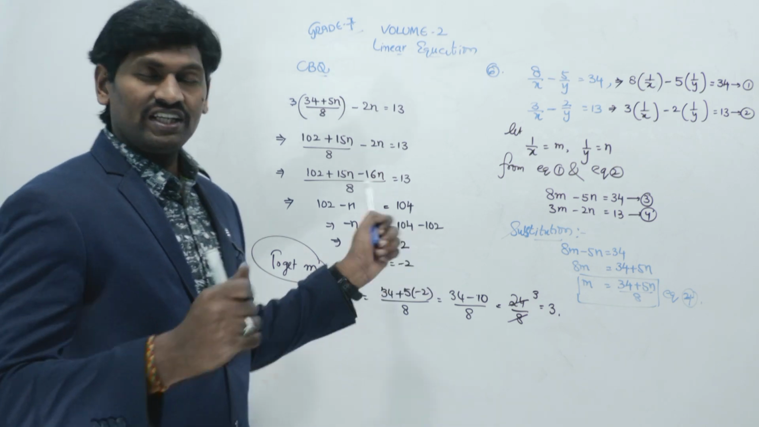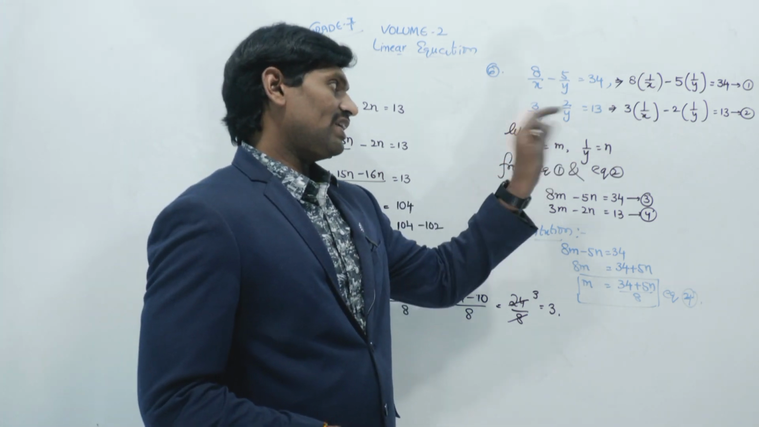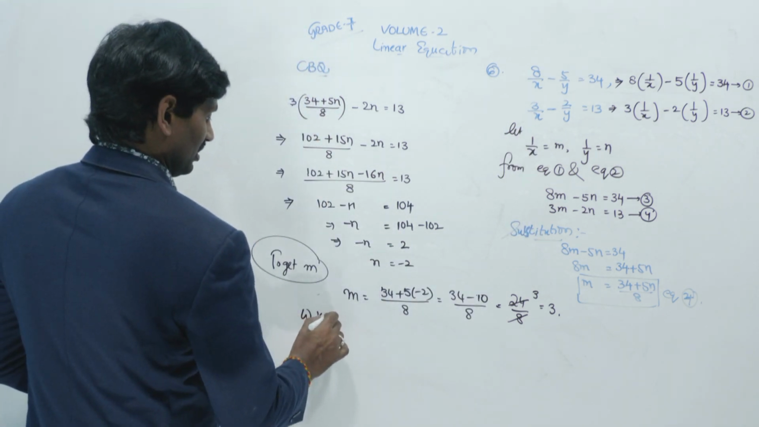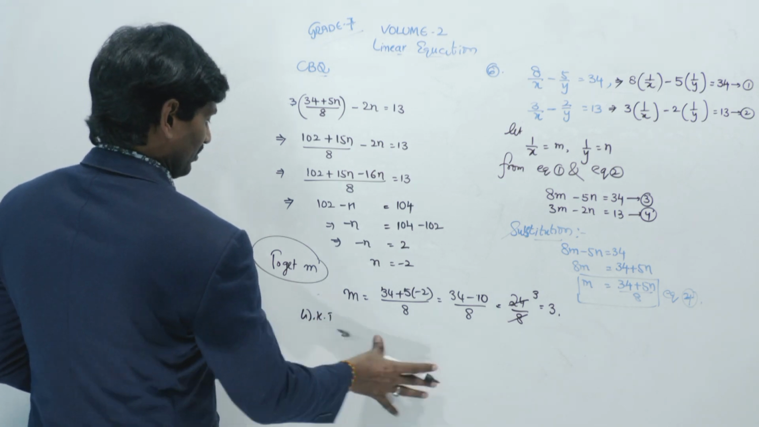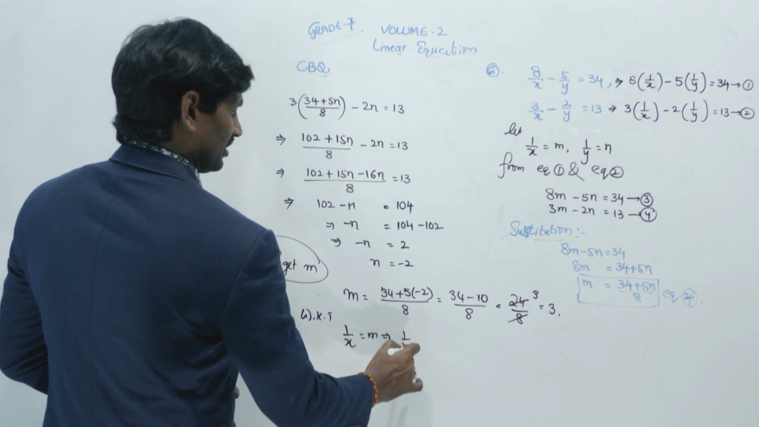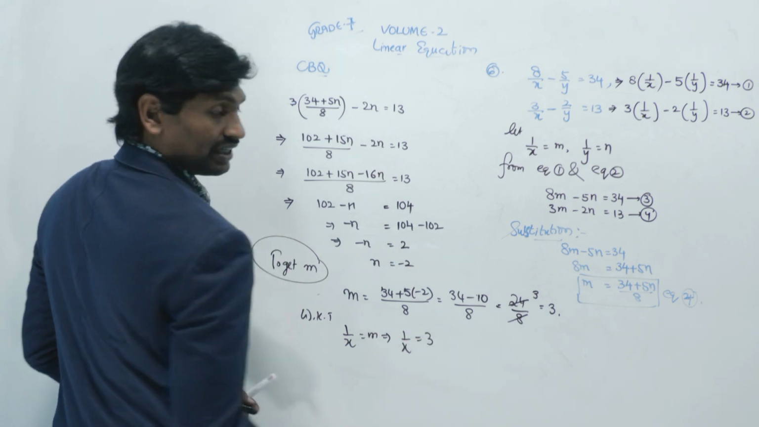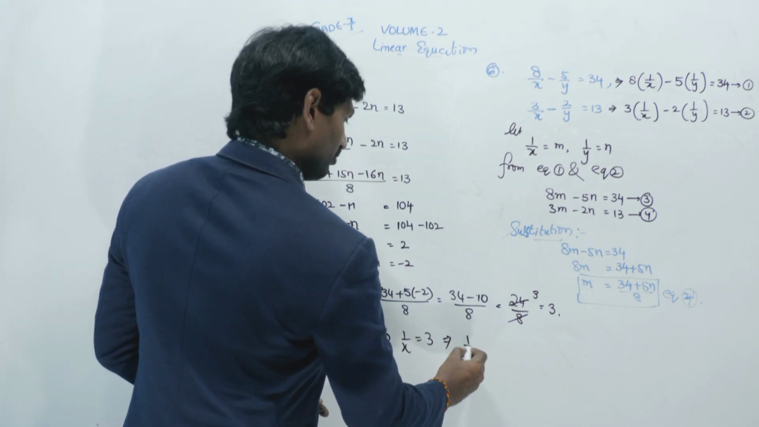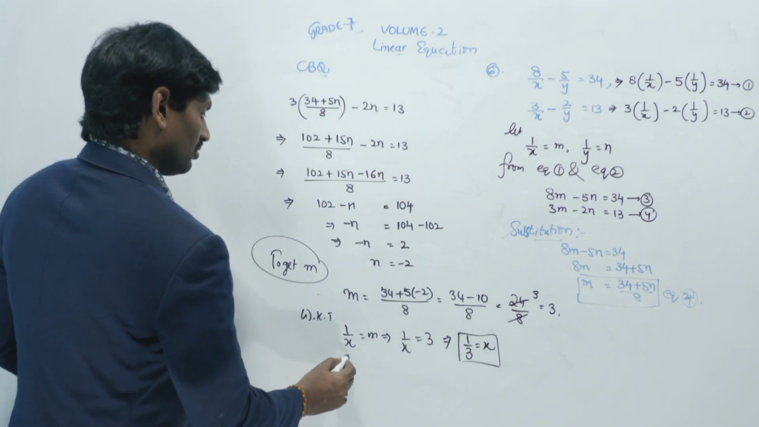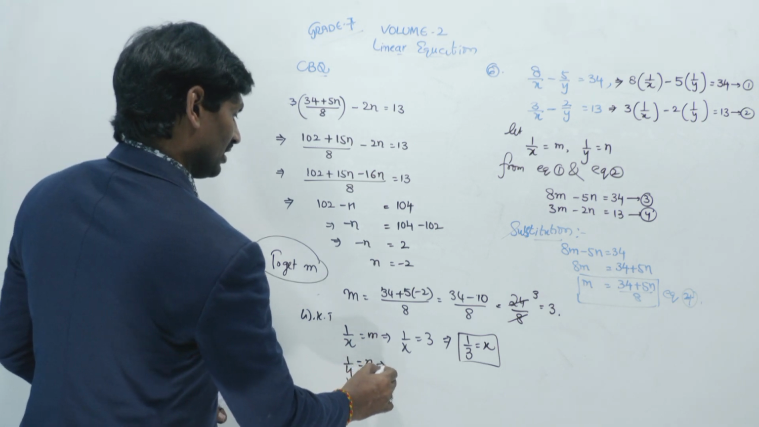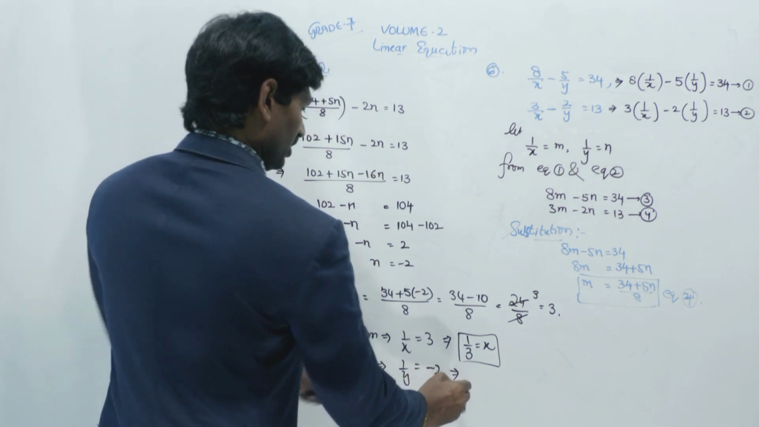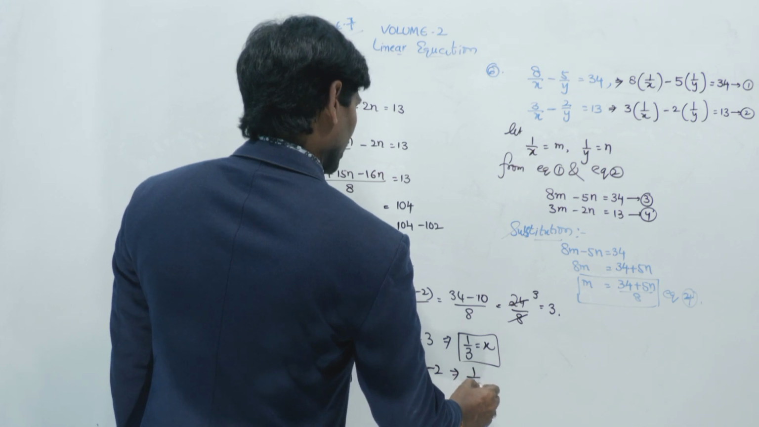But the problem is not yet solved. We should get the x and y values. We know already m is nothing but 1 by x, so 1 by x equals m. M means 3. So these two interchange like this: 1 by 3 equals x. So we got the x value as 1 by 3. What about the y value? We know 1 by y equals n. How much did we get? Minus 2. Now these two interchange: 1 by minus 2 equals y.